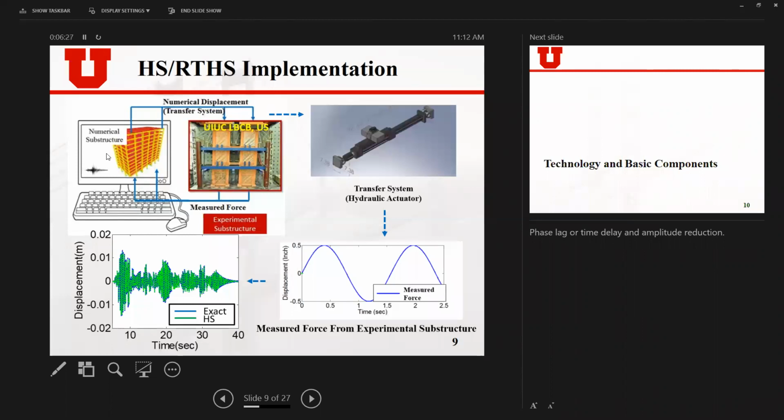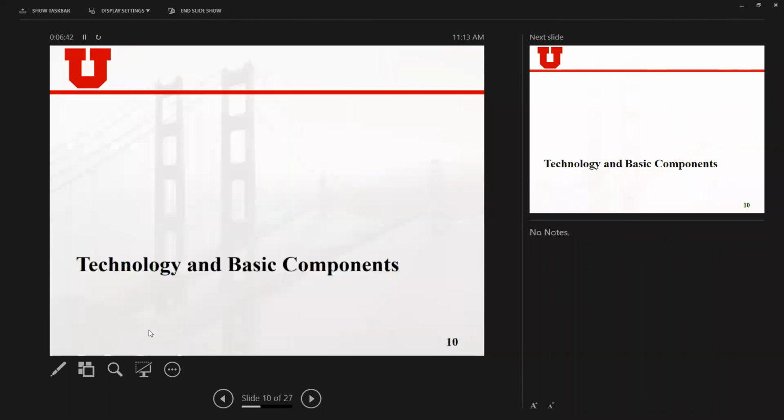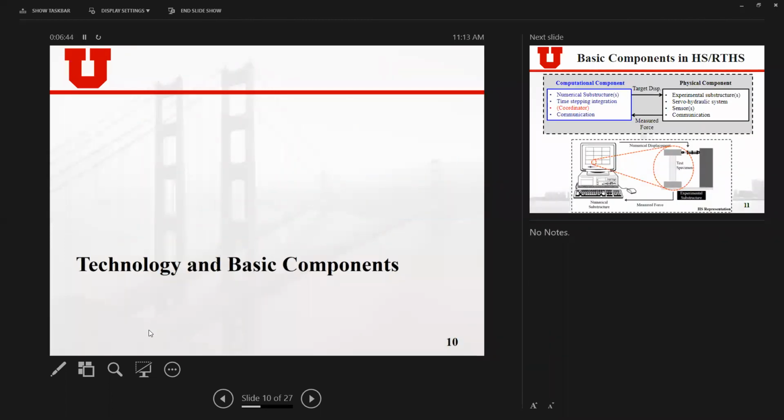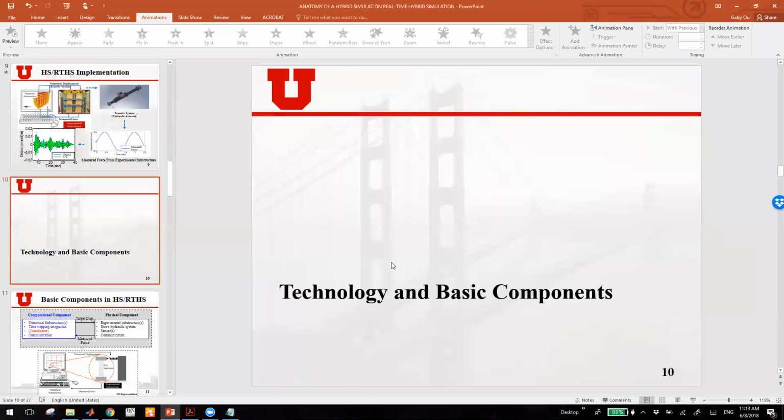And then you combine it with your numerical substructure response, and the two added together should be the exact solution for what you expect in reality. And this is the concept of hybrid simulation and real-time hybrid simulation. So next, I would like to talk about the basic technology and basic components.